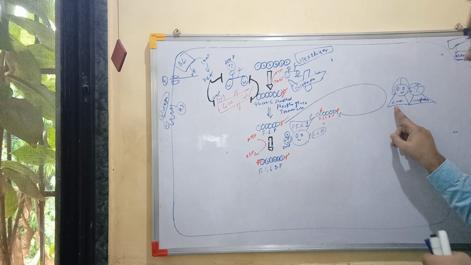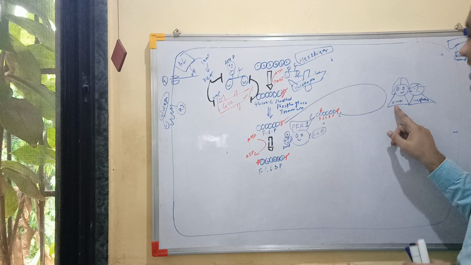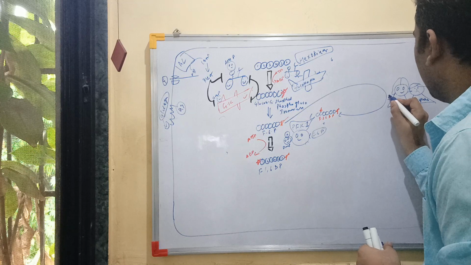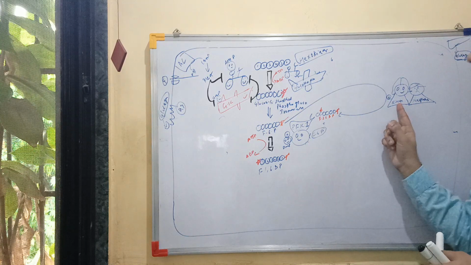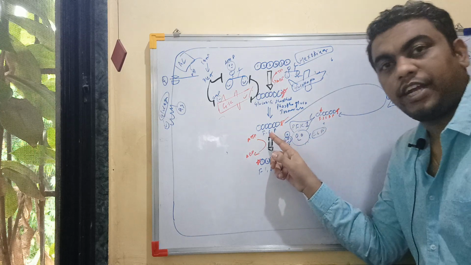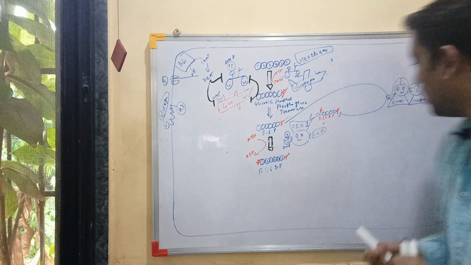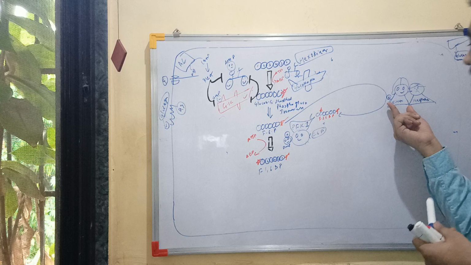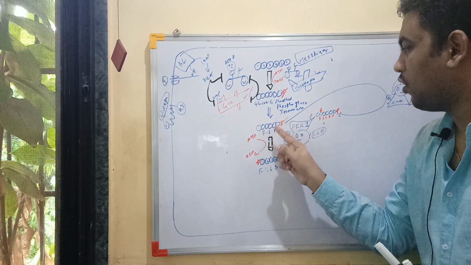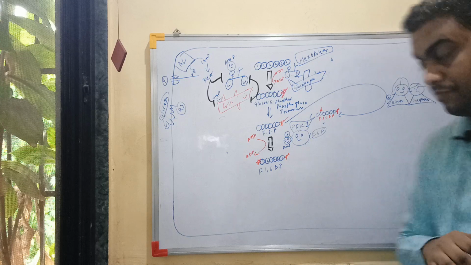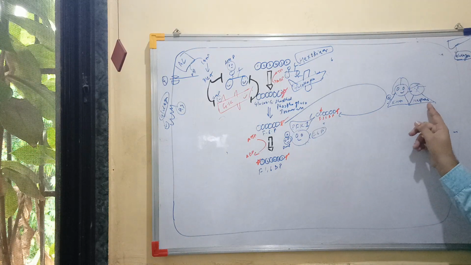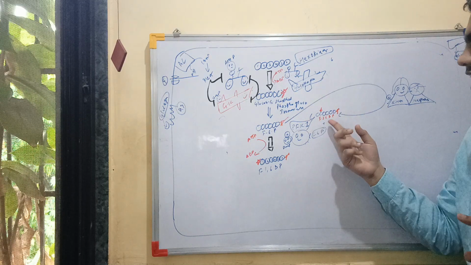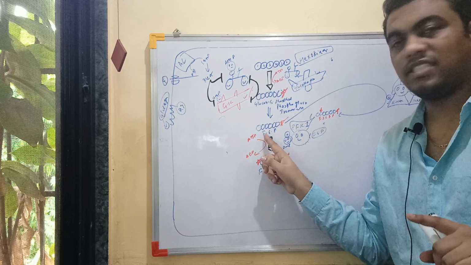So when kinase is activated, when this domain is active, it will convert fructose 6-phosphate into fructose 2,6-bisphosphate. If phosphatase is active, it will remove the phosphate group, and it will again convert it into fructose 6-phosphate.